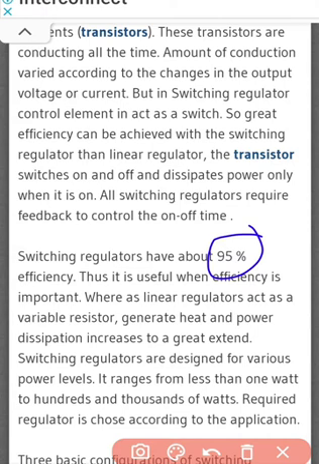Whereas a linear voltage regulator acts as a variable resistor and generates heat and power loss, the switching regulators are designed for various power levels, and can help in reducing the impact of heat and power. Also, they can be used in minimum wattage conditions. So you can say these are the efficiencies, or the advantages, of the switching regulator over the linear regulator. You can write from here.